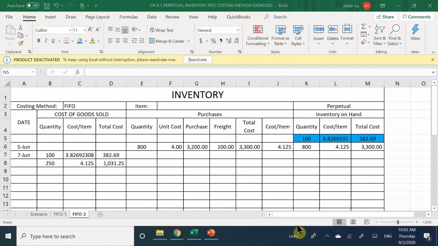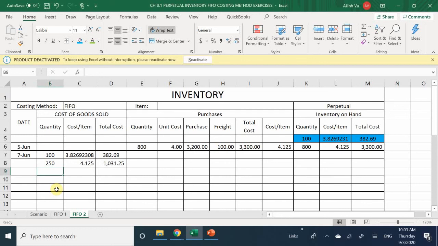Because we only have 100 units that we can sell from our first batch, how many more items do we need to sell to reach a total of 350 items? You mean how many more units do we have to pull from inventory on hand from the 800? Correct. The 250 have to come from the 800, that leaves 550 on hand in inventory. Okay, good.